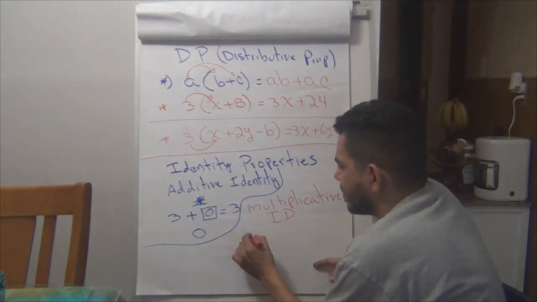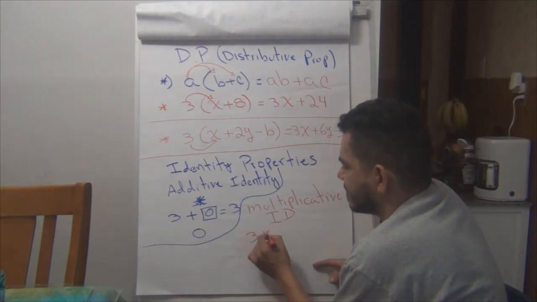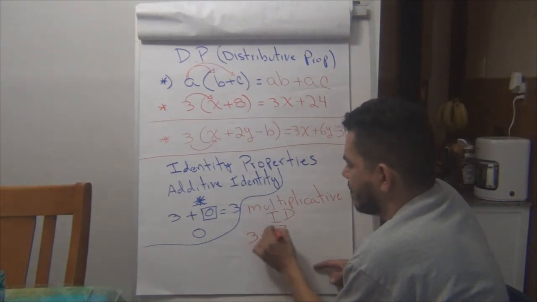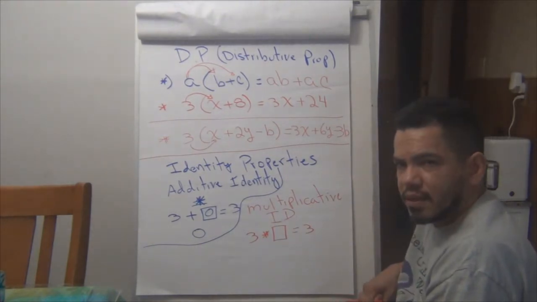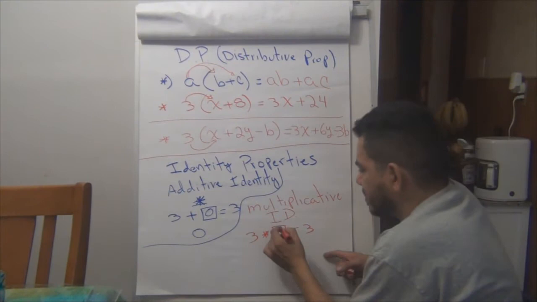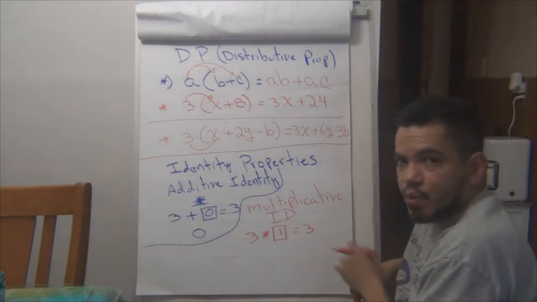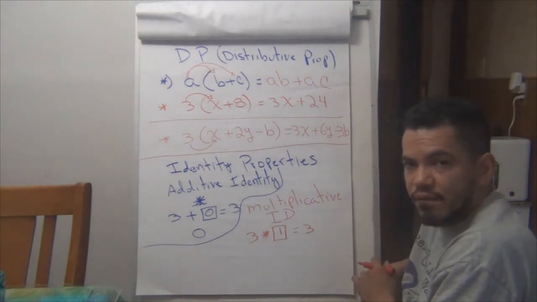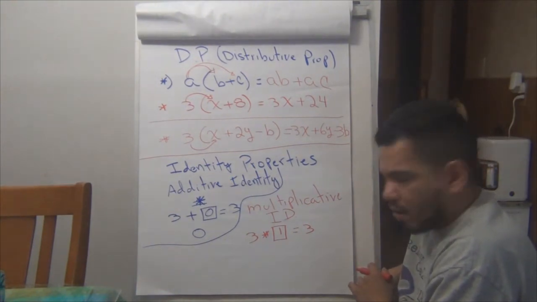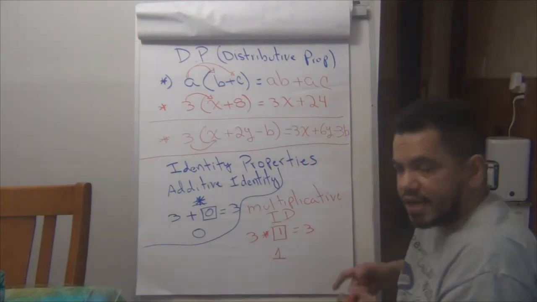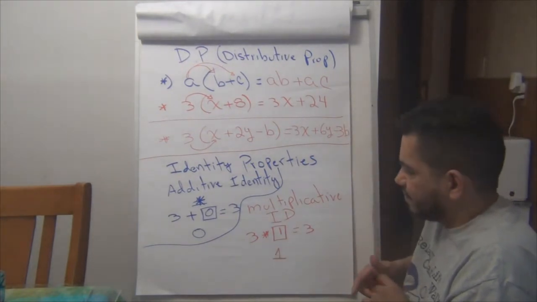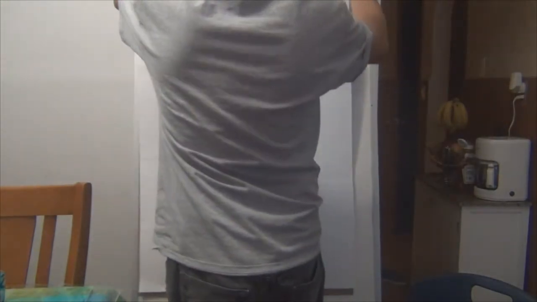So for example, you have the number 3 times a number, I get 3. What is that number? 3 times what is 3? Nice, yes. 1. 3 times 1 is 3. 4 times 1 is 4. 0 times 1 is 0. So 1 is the identity element of multiplication. Anything times 1 is itself. So let's take a look at the last couple of properties.